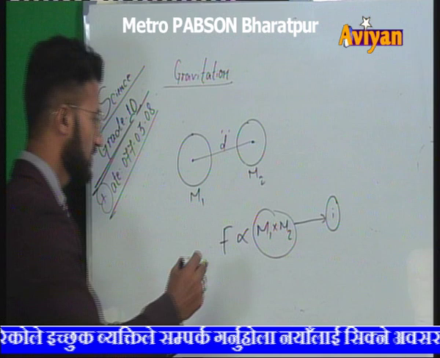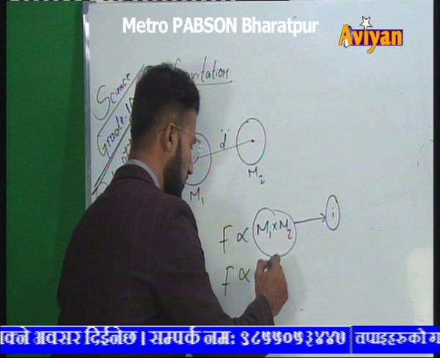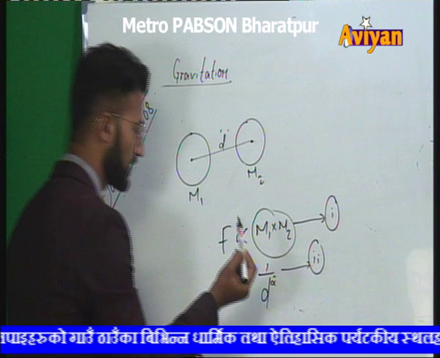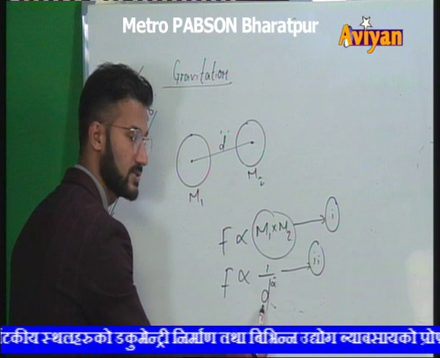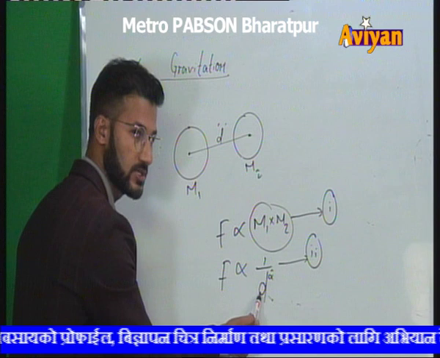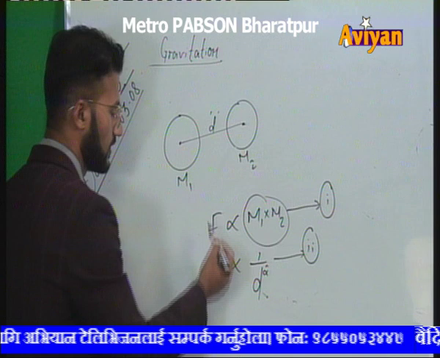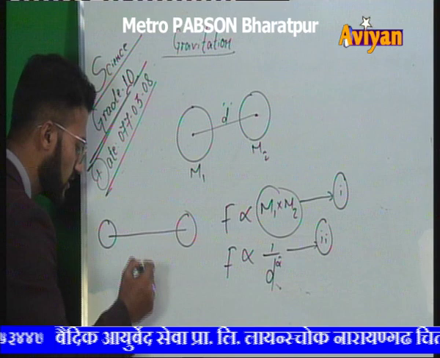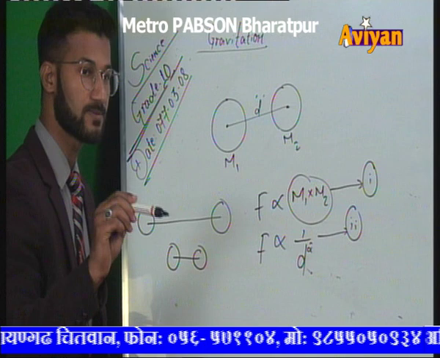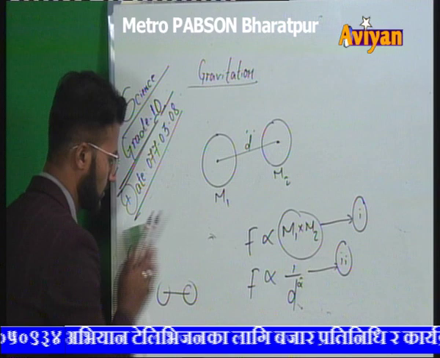Similarly, force of gravitation is inversely proportional to the square of distance between their centers. See here, I said before also, if two bodies are kept farther, the force of gravitation would reduce. If two bodies are kept closer, the force of gravitation between them would go on increasing. The farther the bodies are, the lesser the force of attraction. The nearer the bodies are, the greater the force of attraction. But at that time, masses must be kept the same.